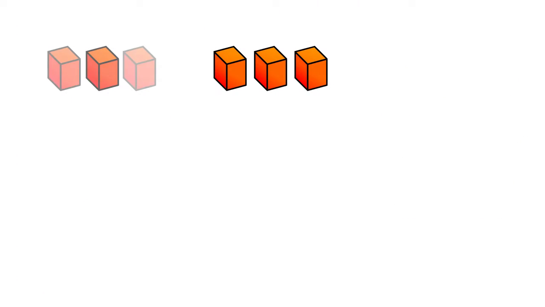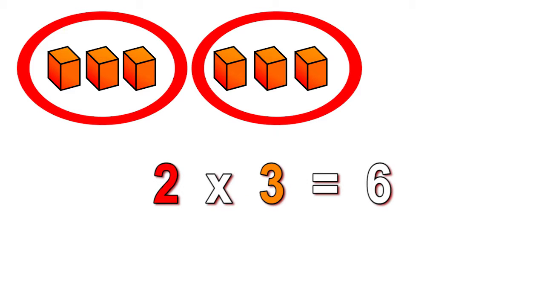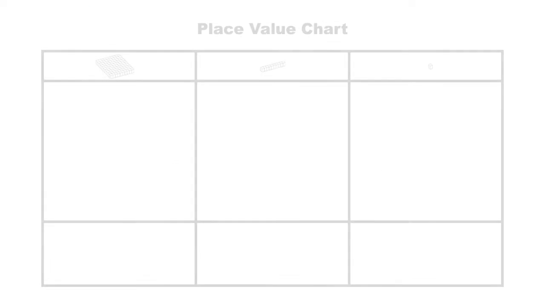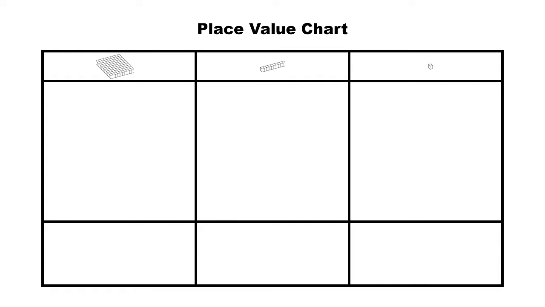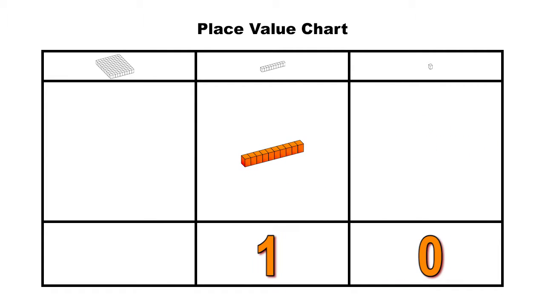Previously, students have placed base 10 blocks in equal groups to model multiplication problems, such as 2 times 3 equals 6. They have also used place value charts with addition and subtraction, and they should understand that when I have 10 ones, I regroup them into a rod in the tens column.